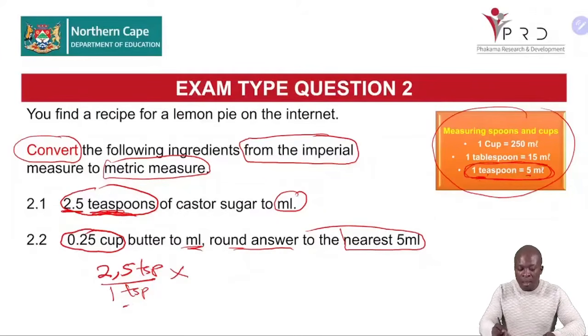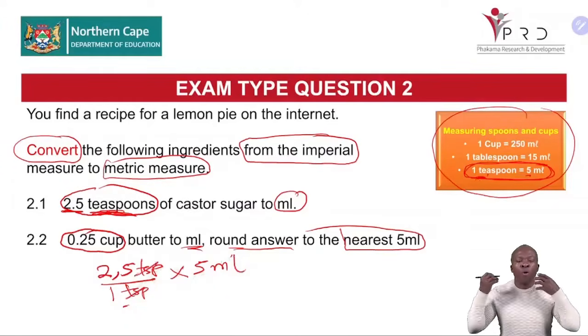Therefore, since we have written the 1 teaspoon in this place, it means what we need to multiply is what? 5 milliliters. That way we are able to cancel the teaspoon. Do you see how you convert? So always remember, once you are dealing with conversion, you have to divide by the same unit. Please remember that. It will help you a lot.